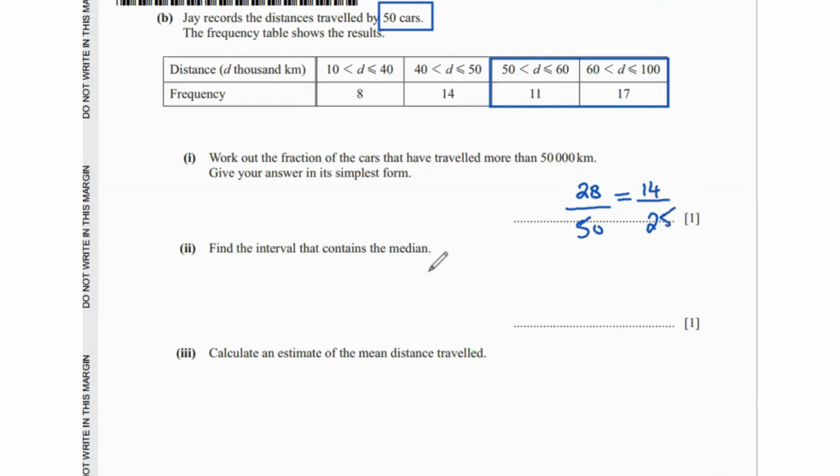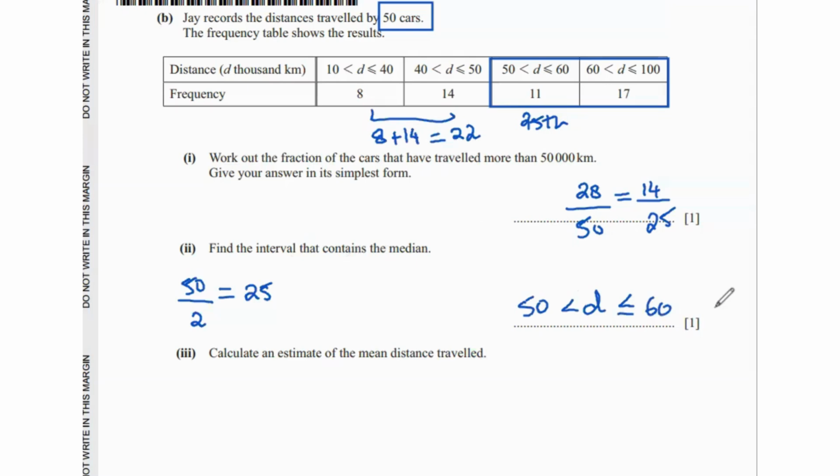Then find the interval that contains the median. Median is your middle value. So if you have 50 cars, 50 divided by 2 is 25. So we need to see in these values, where does the 25th car come? In the first interval, we have 8 cars. In the second interval, we have 14. So these add up to 22 cars. In the next interval, we have 11 cars, which means the 23rd, 24th, and 25th car is going to be over here. So your median interval is distance greater than 50, but less than or equal to 60.